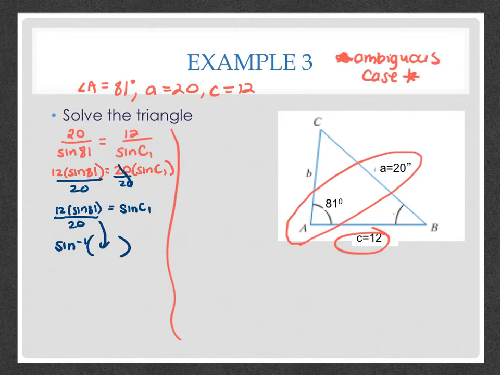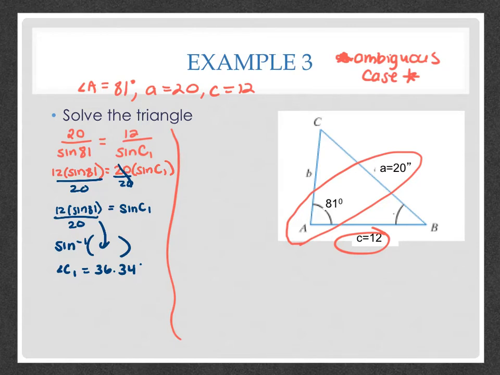On the graphing calculator, after I found that 0.59, I would hit second sine, second negative one, where the answer button is. And I'd get angle C1 is 36.342 degrees. It will usually tell you to round to 2 decimal places.